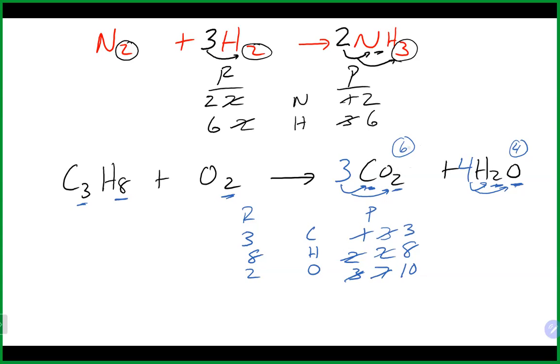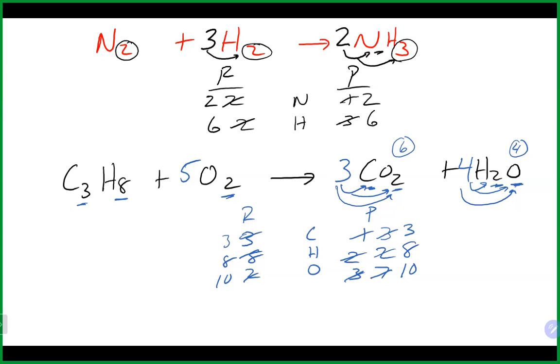So again, 6 in the first one from here, and 4 more there gives us 10. At this point, we could fix the oxygen by going to the left and putting a 5. And that would give us 3, 8, and 10. Any questions on that?